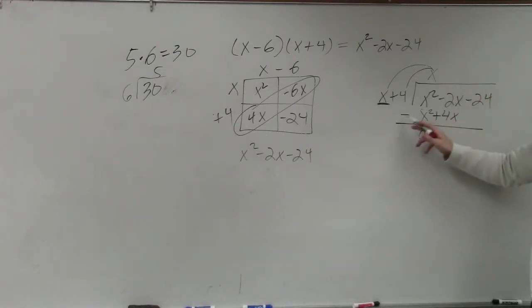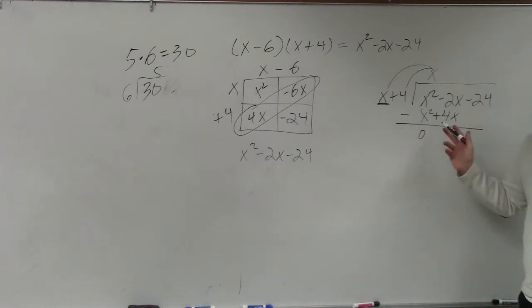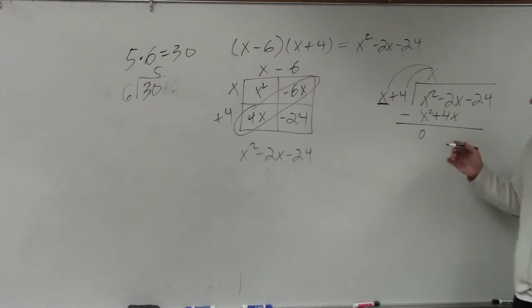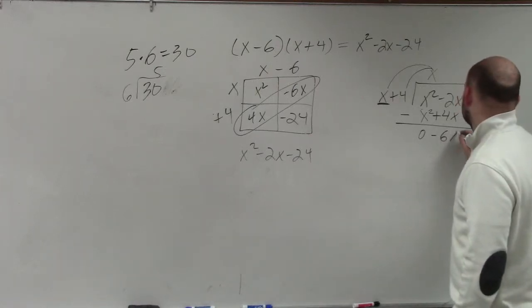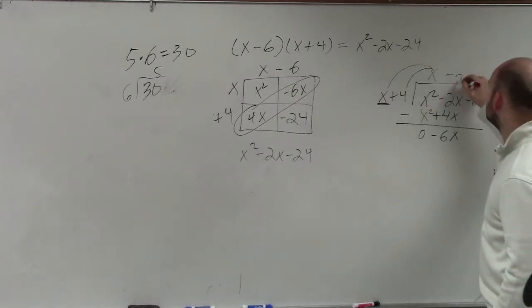Negative 2x minus 4x. So if you owe me $2 and then you borrow 4 more, you now owe me 6. So I have negative 6x. OK? Now I go to the next one. Does x divide into negative 6x? How many times? Negative 6 times.